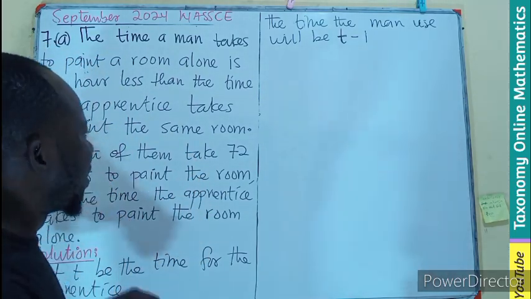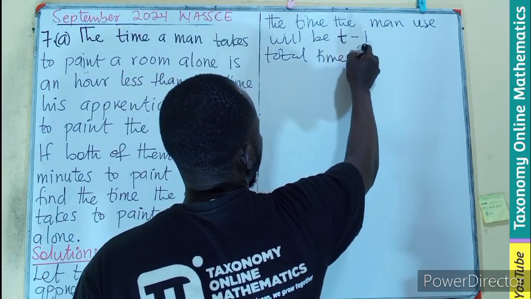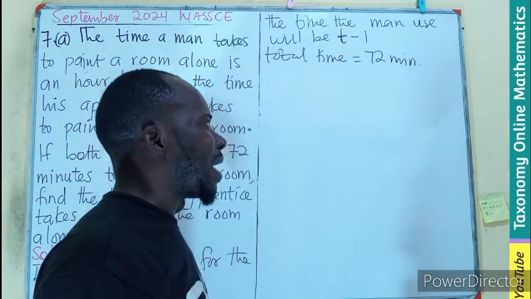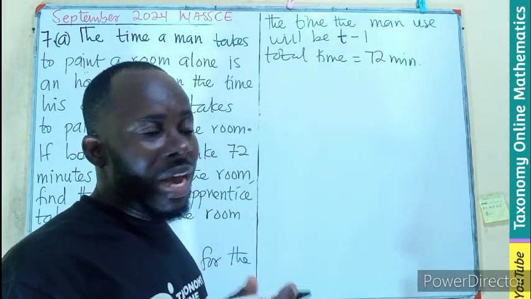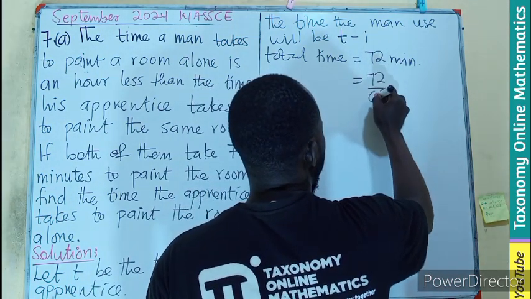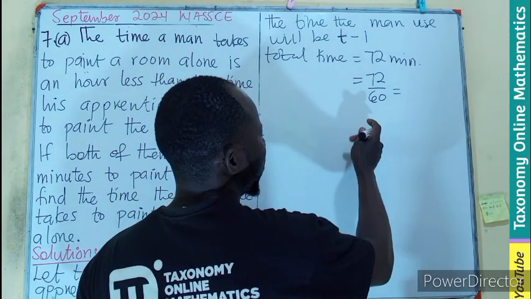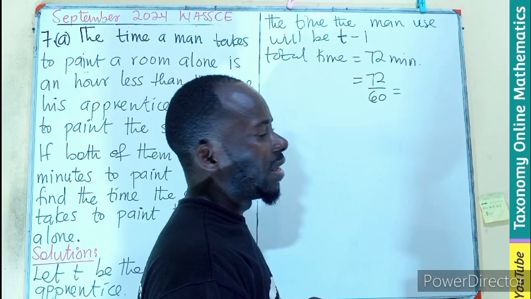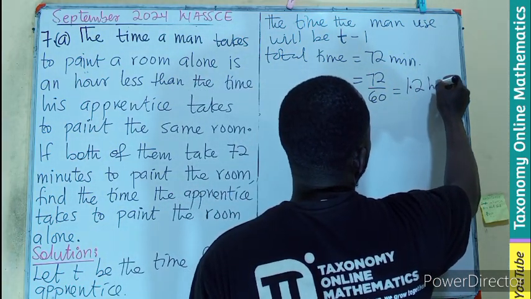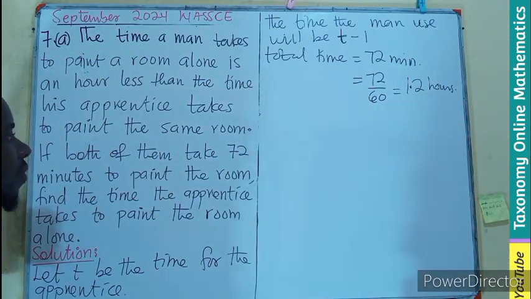Now let's see the total time, which is 72 minutes. We can convert that by dividing by 60 to get hours. So this is going to be 72 divided by 60. We know 6 can go into 72, 12, and 6 can also go into 60, 10. So 12 divided by 10 is 1.2. So 1.2 hours. Alright. So this is the information that the question provided.